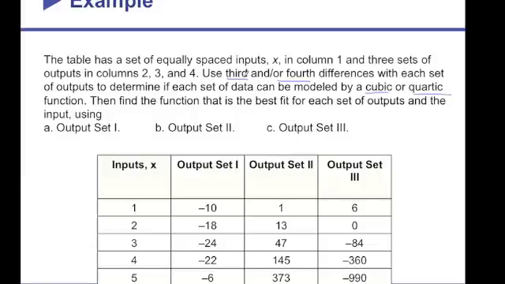Then find the function that best fits the model. Remember, if the third differences are constant or almost constant, it'll be a cubic function. Fourth differences being constant or almost constant, it'll be a quartic function. And then we're going to want to find that function. So I'll show you how to do that.